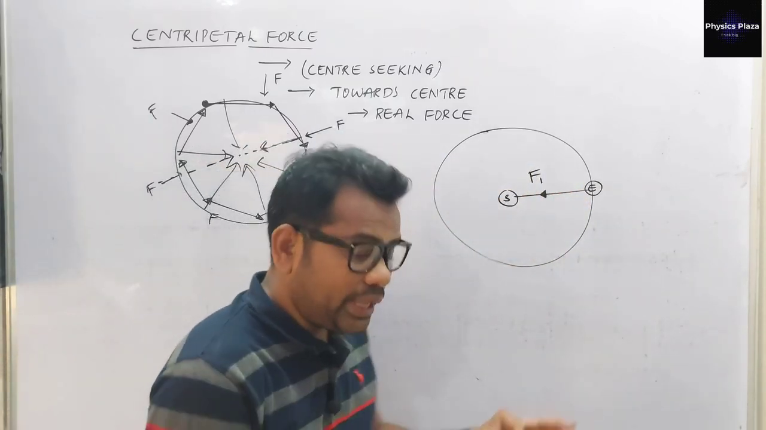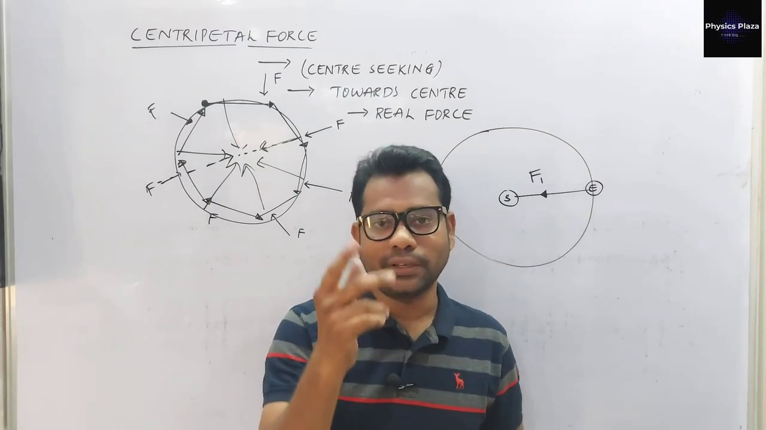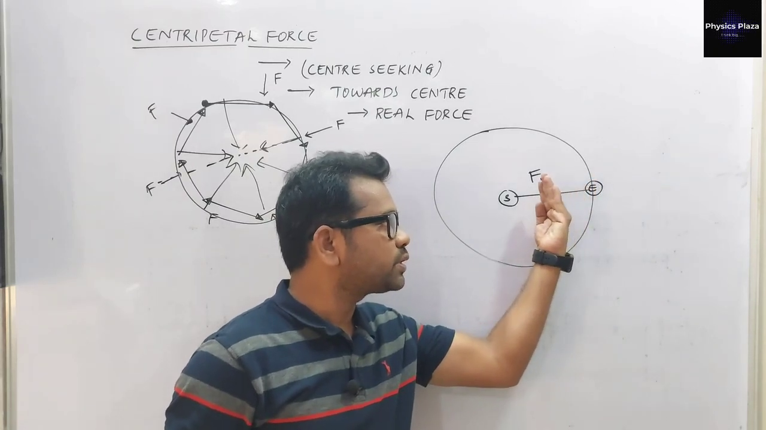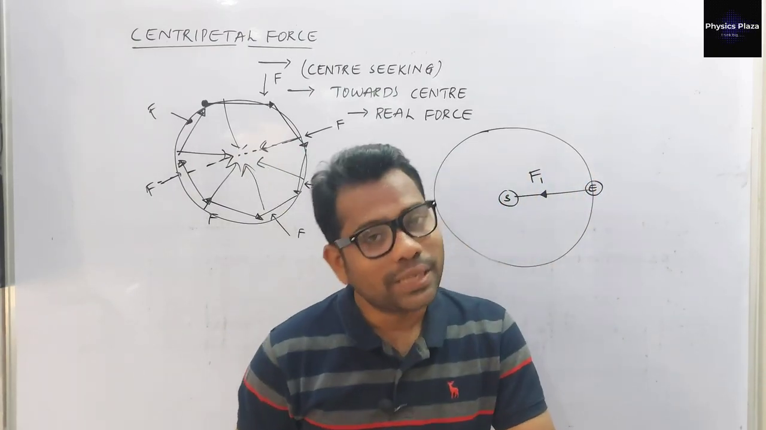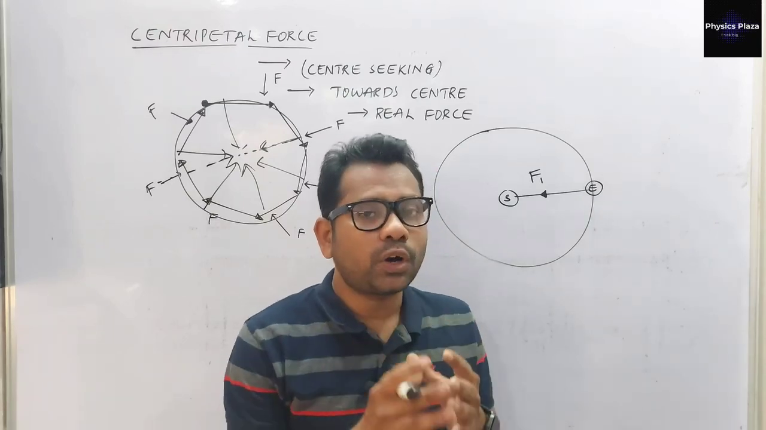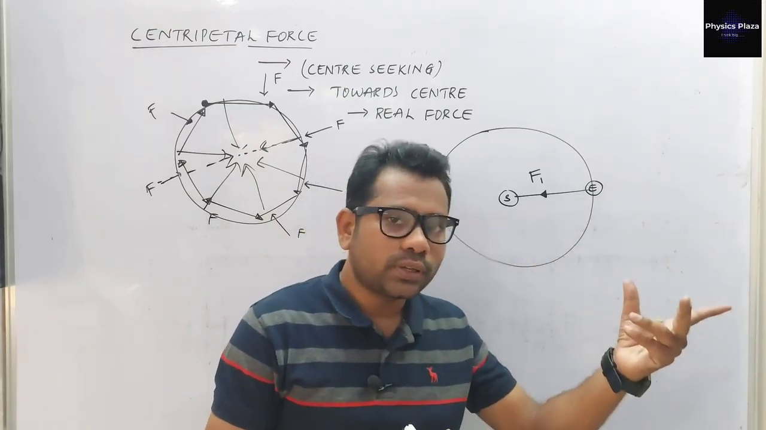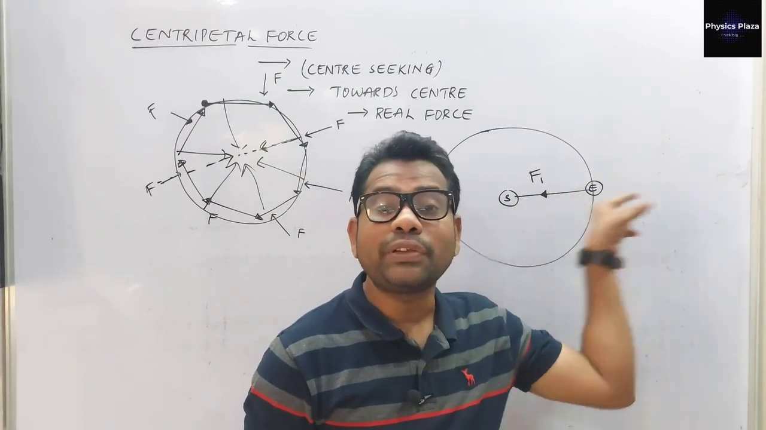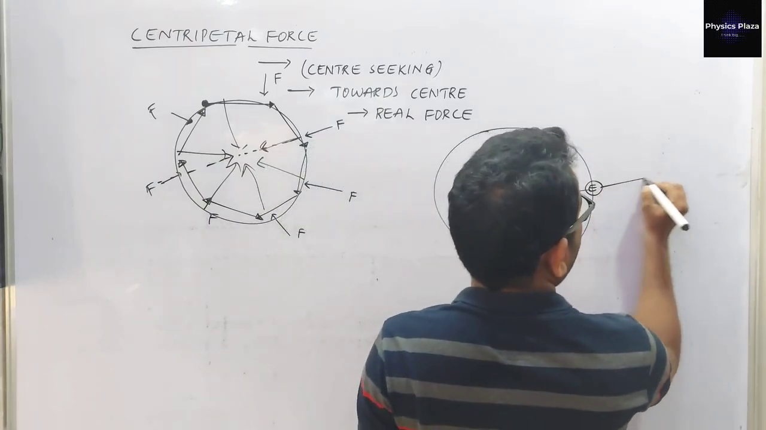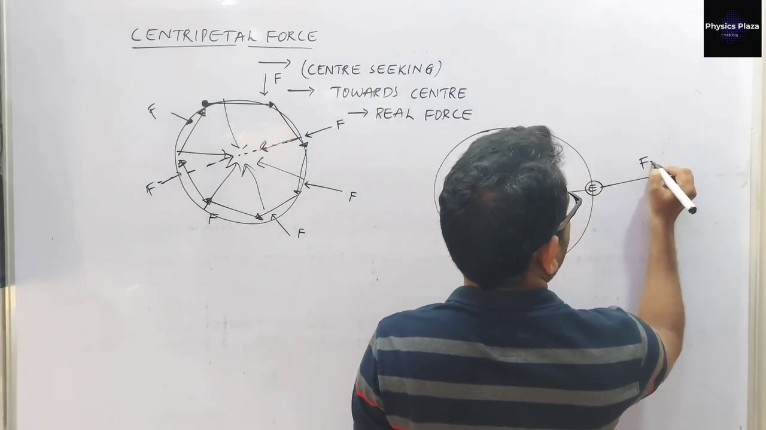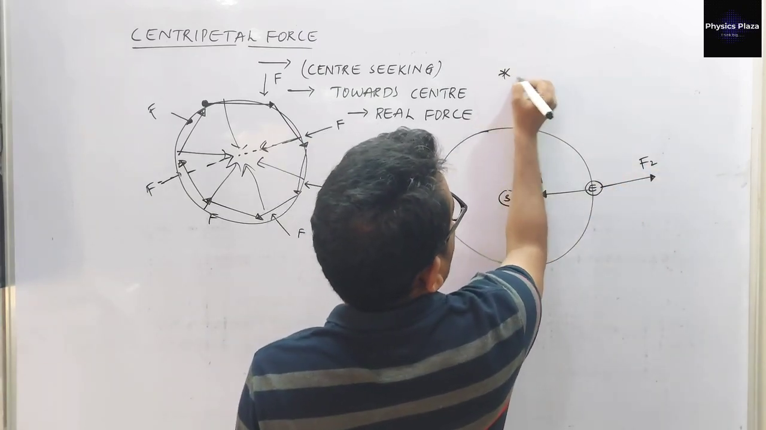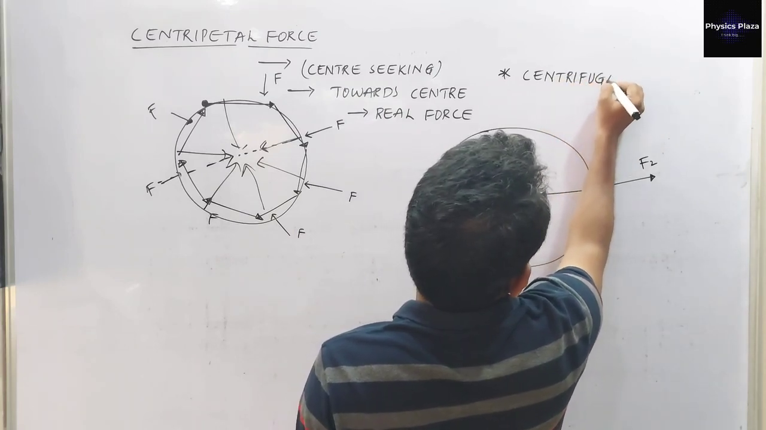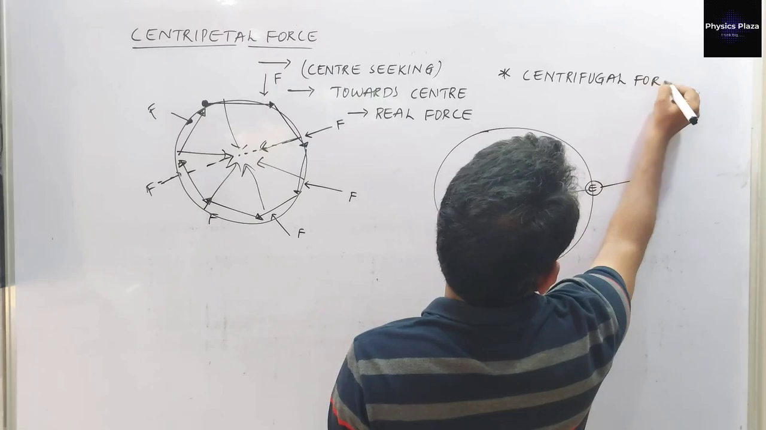But children, if only centripetal force is acting on earth continuously, what would happen? Obviously, slowly, slowly, the earth should go towards the sun and should hit the sun. Is it happening? No, it is not happening. Which means there will be one more force which is acting, which is balancing the centripetal force, but which is acting away from the center. Very, very important. Let us use F2. This F2 force only, we can call it as a centrifugal force. Centrifugal force, children.